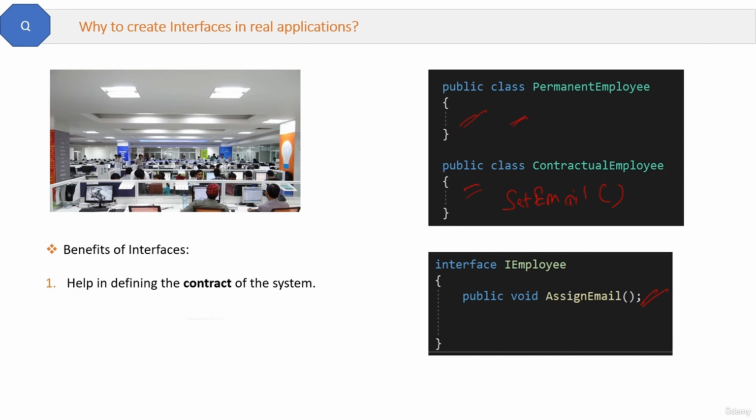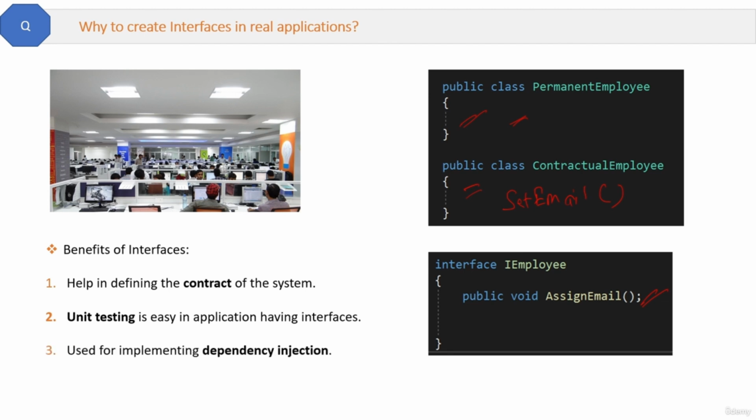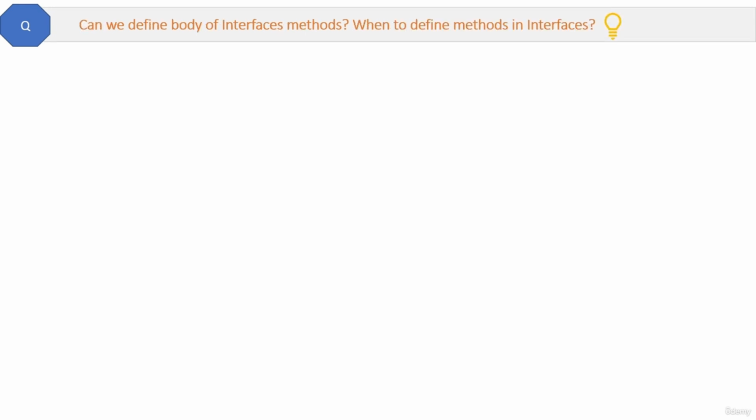Second benefit is unit testing. It is easy for an application to do unit tests if they have interfaces. Then interfaces are used for implementing dependency injection in .NET Core. Can we define the body of interface methods? When to define methods in interfaces?